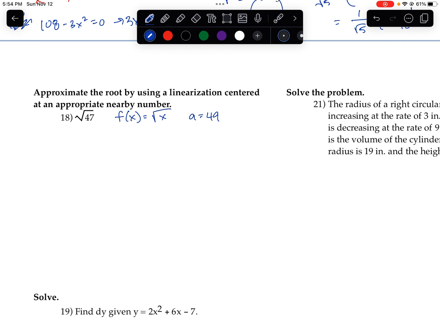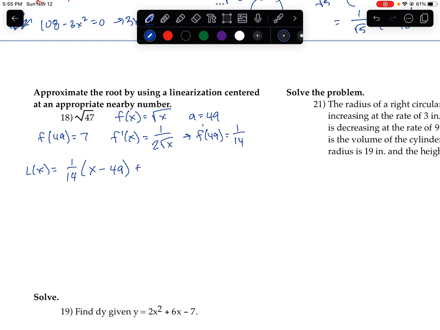So let's find the y value, f of 49. That's going to be equal to 7, and then f prime of x, the derivative, if we're finding the slope, is 1 over 2 square root of x, and in this case, we'll do f prime of 49. That's going to be equal to 1 over 14. So my linearization is going to be the slope, 1 over 14, times x minus 49, the x value, and then plus the y value 7.